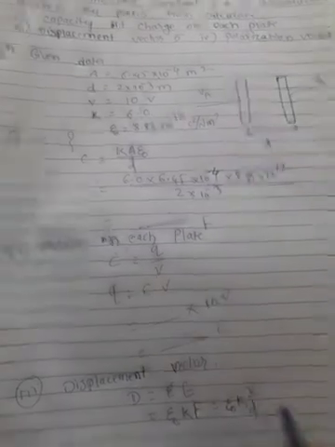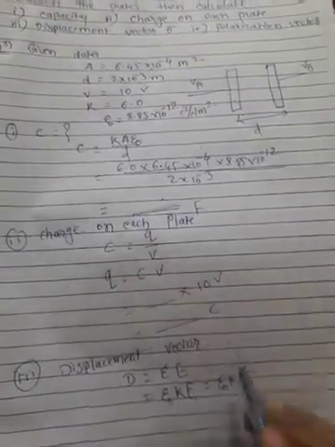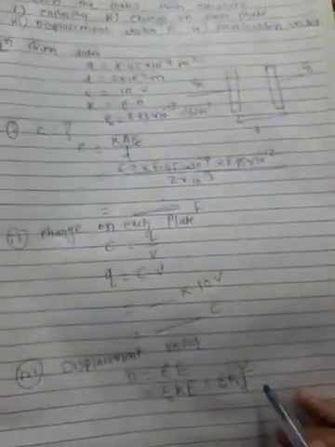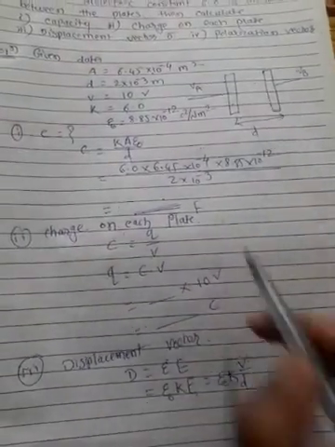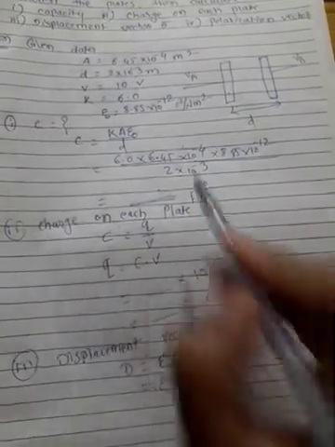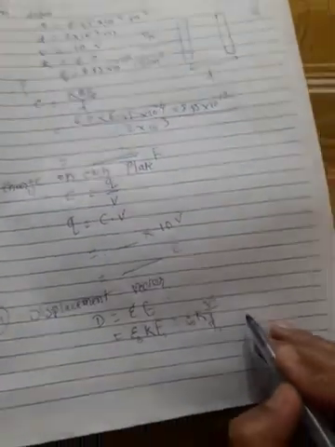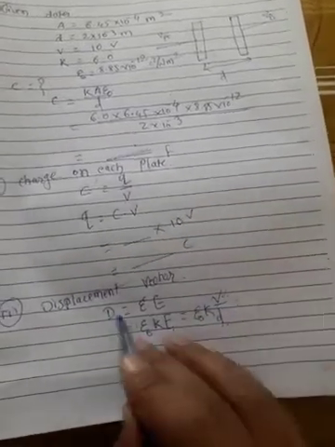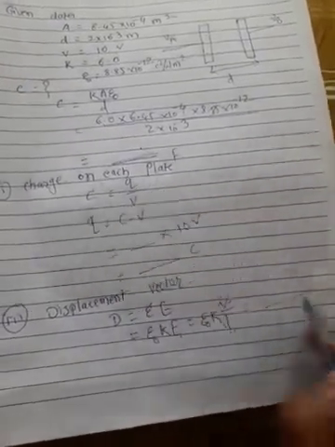Here all the values are given. Epsilon naught is a constant, K is given, V is the potential difference between the plates, which is also given, and D is the distance between the plates, also given. Substitute all these values and calculate this displacement vector.